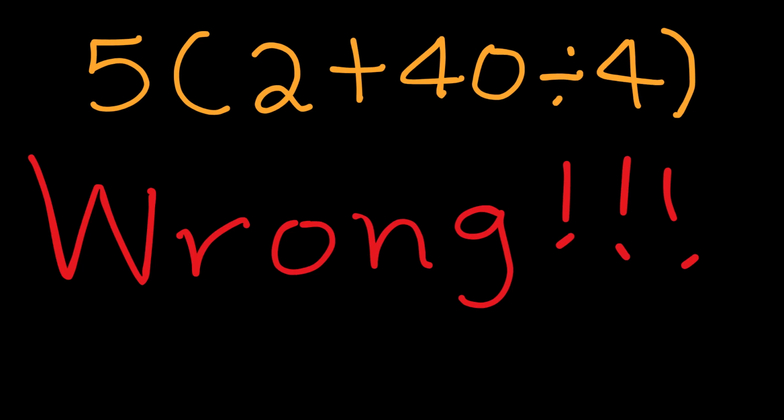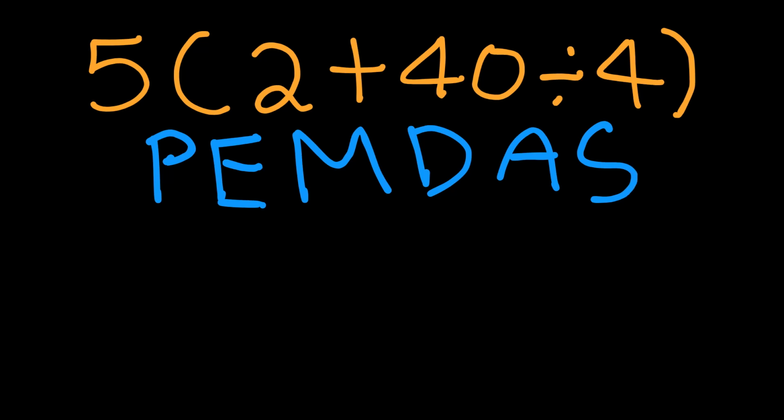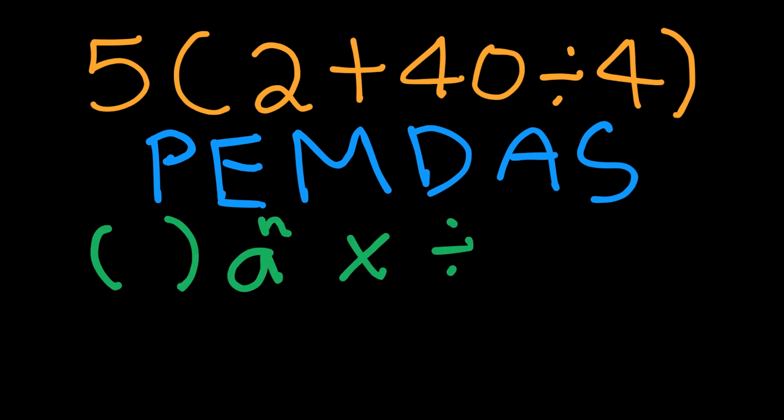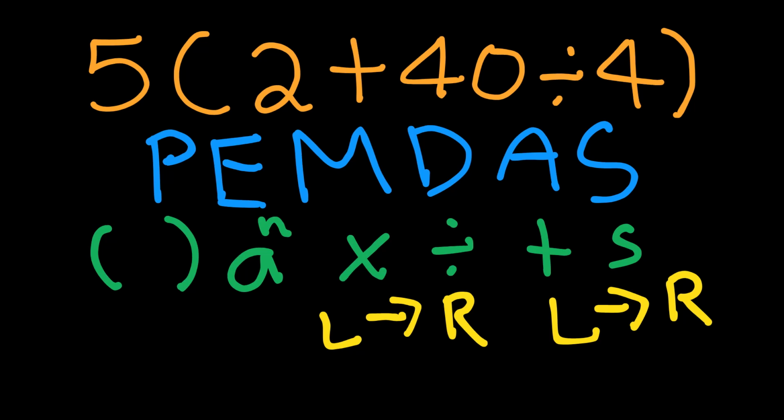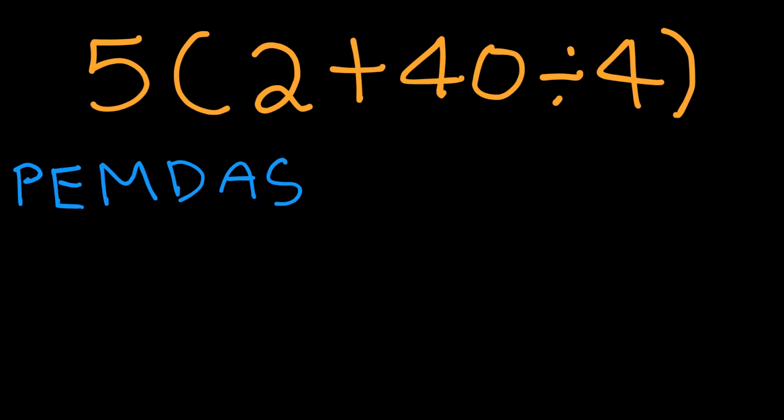The right way to solve this starts with remembering PEMDAS. This is the rule that guides us when solving math problems with more than one operation. It stands for parentheses, exponents, multiplication and division done from left to right, addition and subtraction also done from left to right. Now, let's apply this rule to the problem 5 times (2 plus 40 divided by 4).